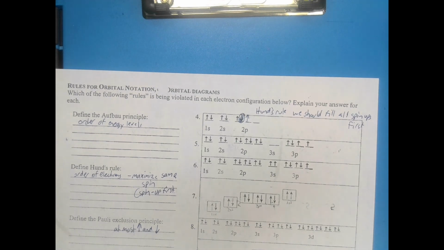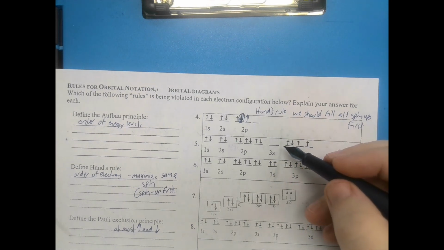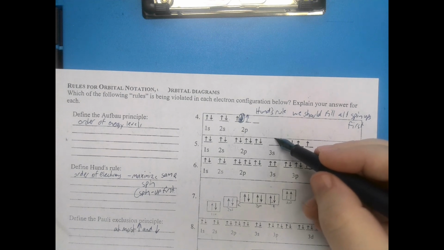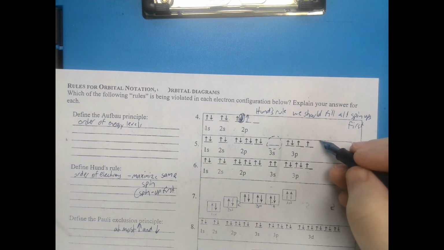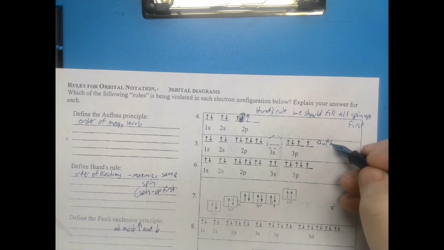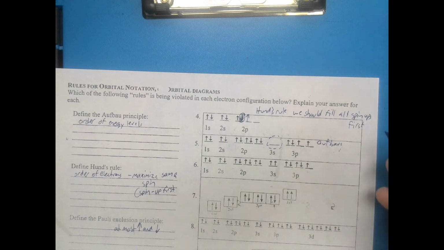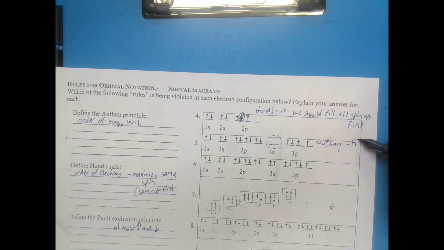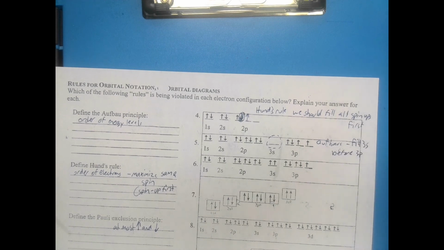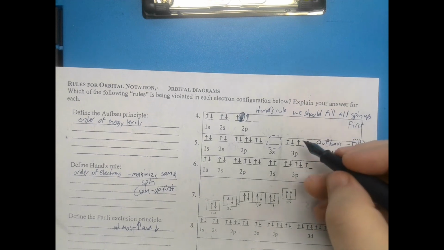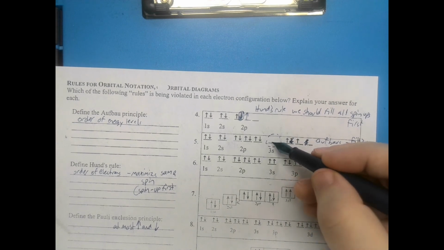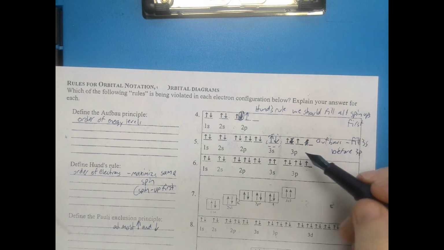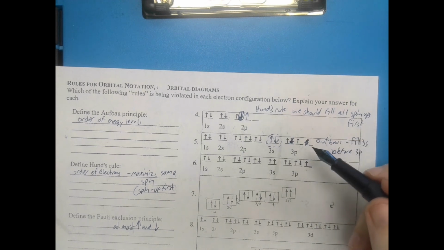Looking at this one, again, there's two ways you could have looked at the mistake. I think most everyone got this. This right here is the mistake. This is Aufbau's rule. Aufbau says we need to fill 3s before 3p. So this electron and this electron should have gone here before we started on the 3p.